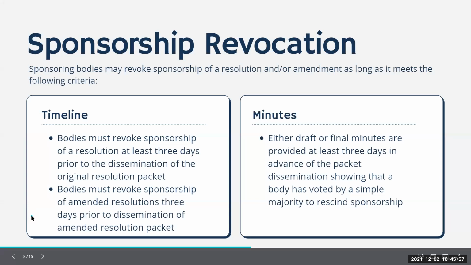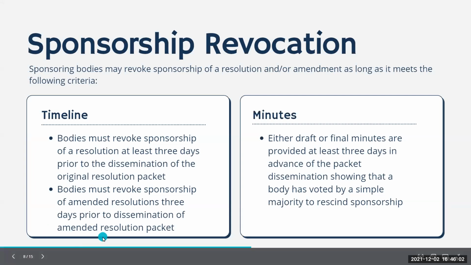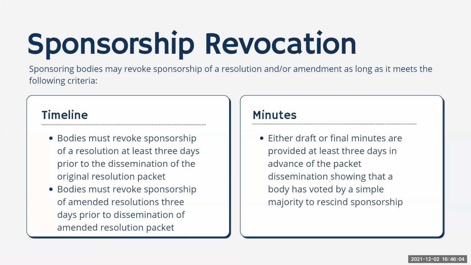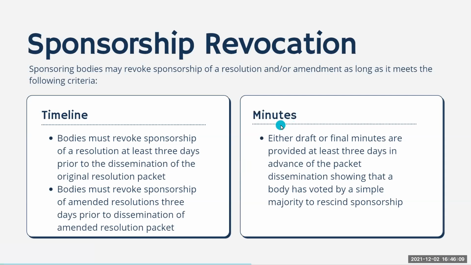It's the same thing for amendments in the amended resolution packet dissemination. They must revoke sponsorship of amended resolutions 3 days prior to the dissemination of the amended resolution packet. And going back to the minutes, either draft or final minutes must be provided at least 3 days in advance of the packet dissemination, showing that a body has voted by a simple majority to rescind sponsorship. Like we discussed before, bodies need a simple majority to sponsor a resolution, not a 2/3 supermajority. It's the same for revoking sponsorship, just a simple majority.